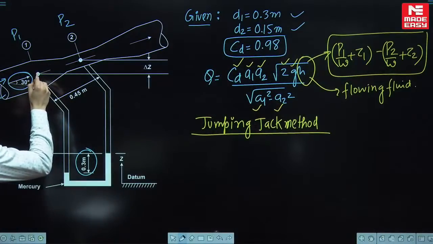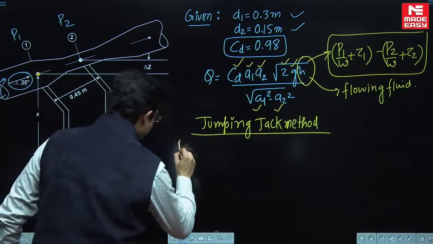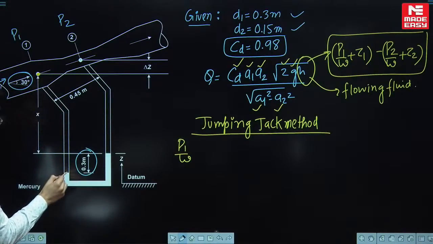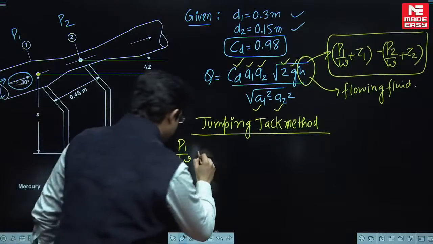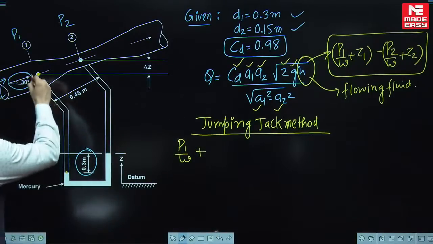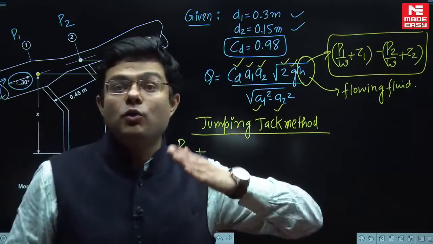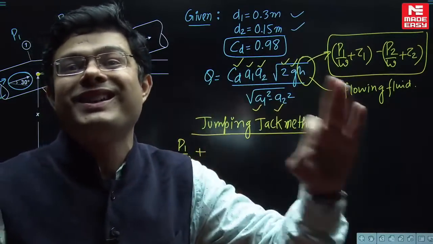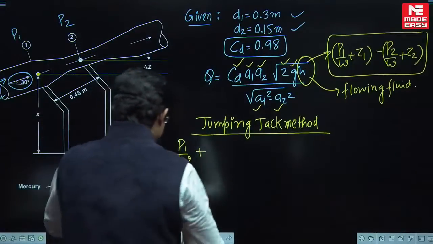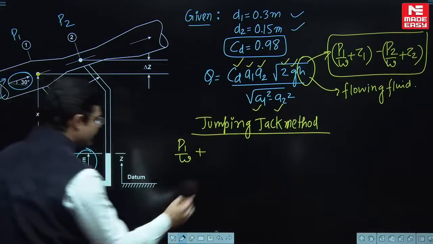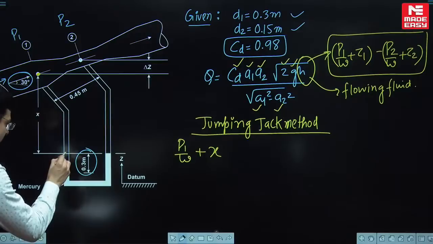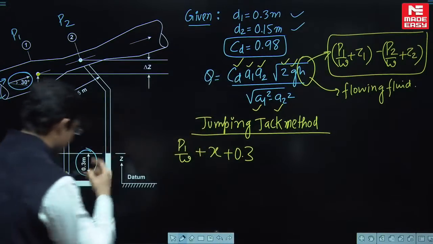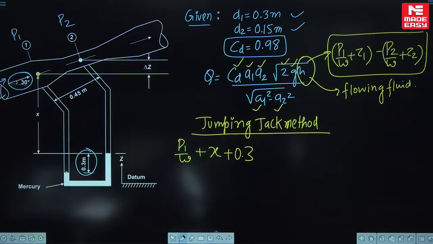So let us start our pressure calculations from here. The pressure at this point is going to be P1 by W. Now from here you have to move vertically down up to this point, so vertically down is plus, flowing fluid only. Remember, we are doing this pressure calculation not in Pascal but in terms of head. So this is P1 by W plus vertically down is X in terms of water only. Again from here to here this is 0.3 in terms of water only, plus 0.3. Excellent students.